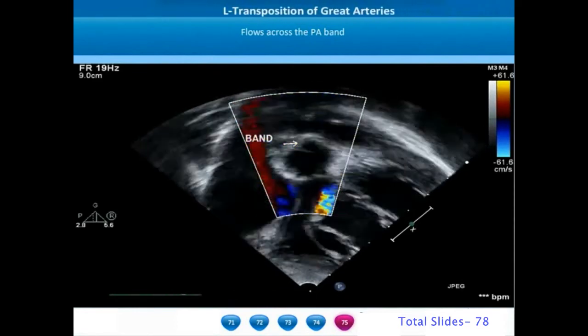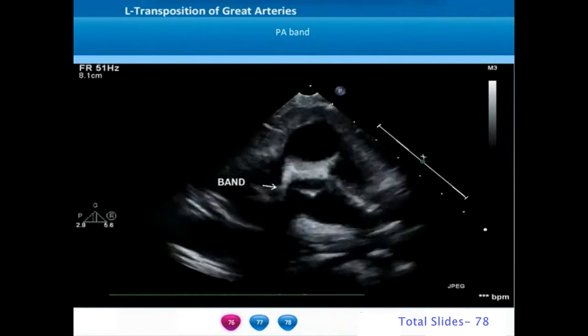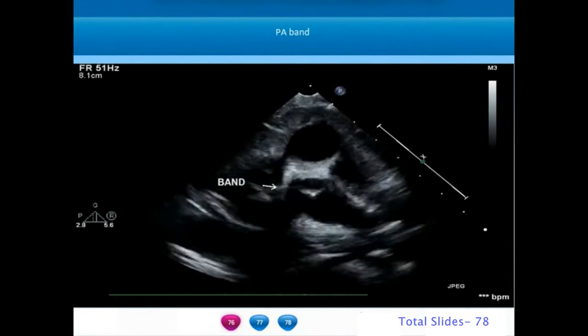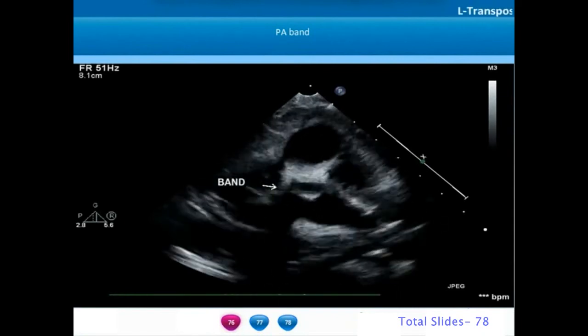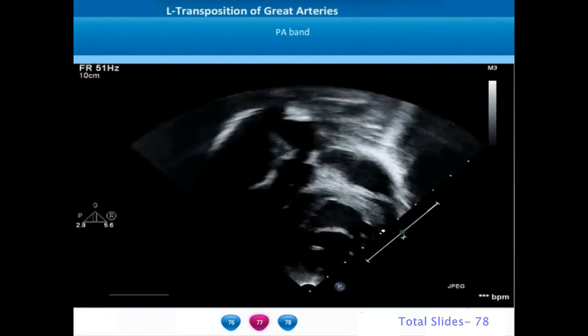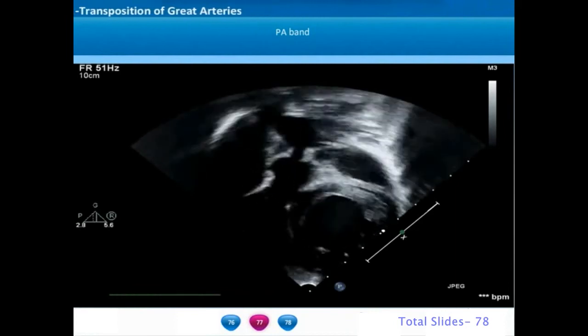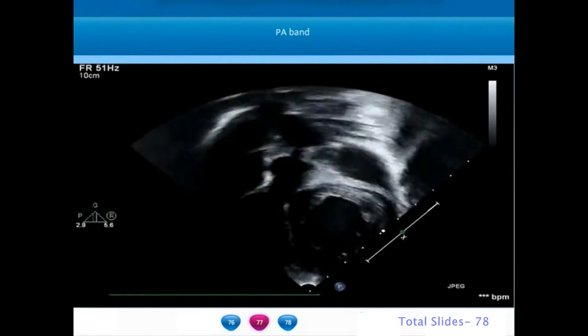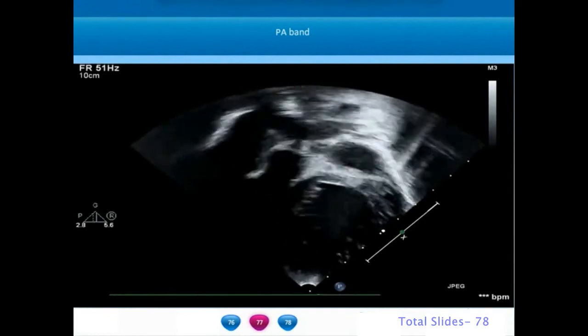On a parasternal short axis view, we can notice the anterior ascending aorta and the posterior main pulmonary artery. The band is shown, and the main pulmonary artery branches off into right and left pulmonary arteries. On an apical four-chamber view, we can appreciate the mid-main pulmonary artery tight banding, which is done as a preparatory stage before a double switch operation.